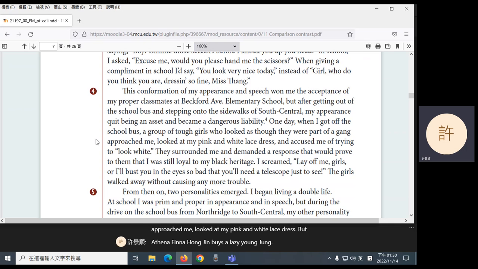and accused me of trying to look white. Which is kind of true, right? She is trying to look white. They surrounded me and demanded a response that would prove to them that I was still loyal to my Black heritage, which here heritage means culture.